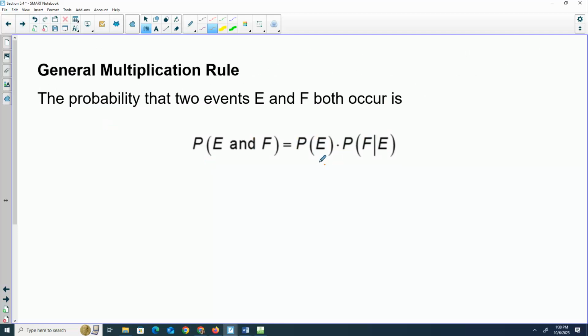And that gives us the general multiplication rule. Probability of both things happening is the probability of the first times the probability of the second, given that the first already happened. And we could even extend this, they could be flipped. It could also be the probability of F times the probability of E given F. So that might be helpful. You'll just have to look at which condition you are given when you're trying to set this up. But it's basically your probability times the conditional probability to get both.